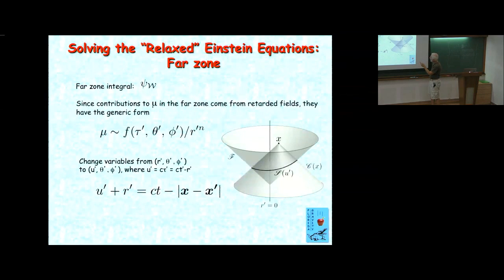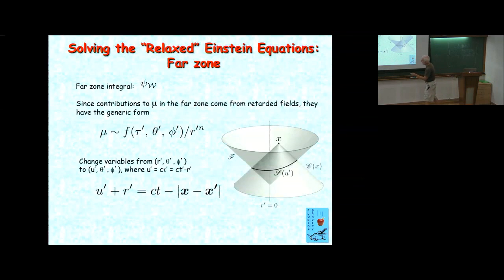And it turns out that that is the intersection between the light cone we're looking at and a future-directed null cone originating from the origin of our system, where the sources are. And it's that intersection line, it's a two-dimensional hypersurface. That's what we're integrating over when we vary theta and phi, holding u prime fixed. Okay? And then you integrate that.